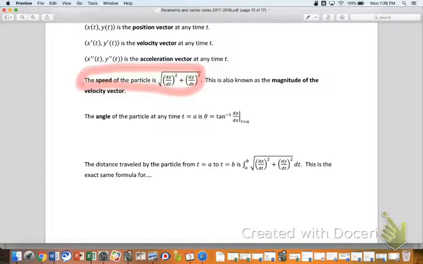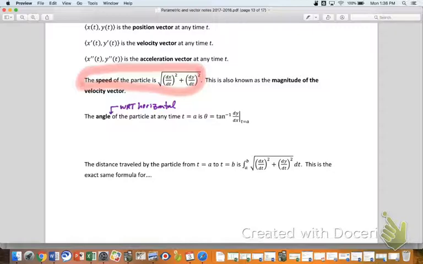This is where it gets a little bit more interesting. The angle, and I'm going to add a specific direction here: the angle with respect to horizontal at some time t equals a is equal to the inverse tangent of dy/dx. And again, it's important to note that that's the angle with respect to horizontal. It's not whatever angle you want it to be, specifically with respect to horizontal.